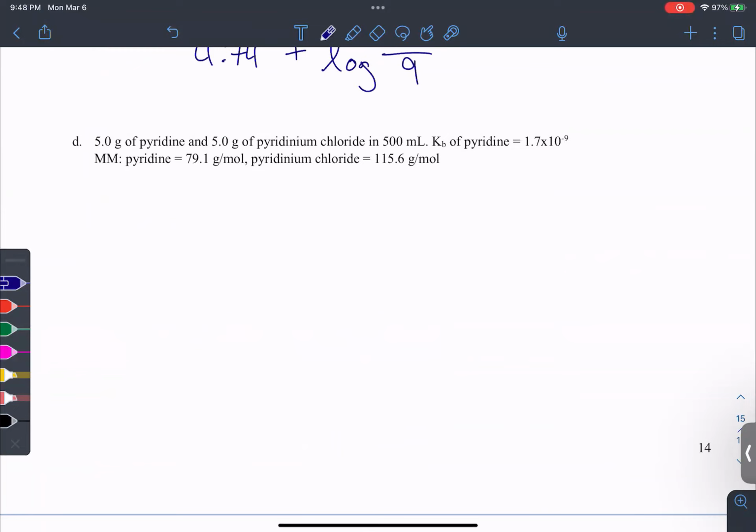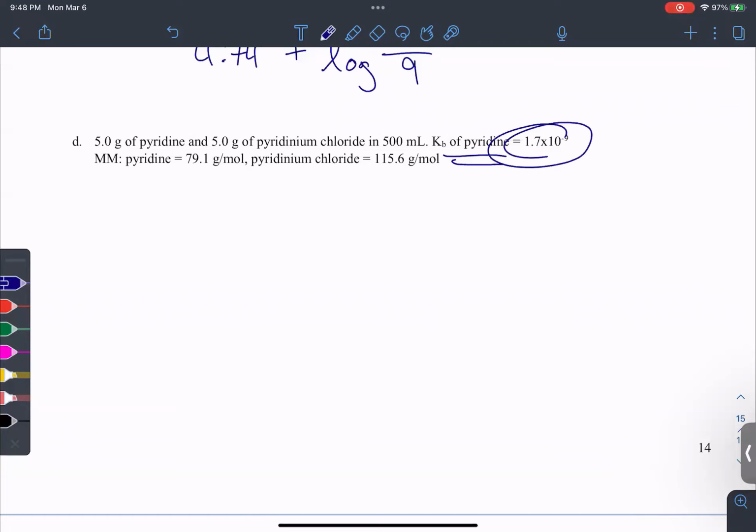The base and the conjugate acid. So this is a type 1. We just need to calculate mole amounts of each and plug it into the Henderson-Hasselbalch equation. But there's a problem here. I give you Kb. The Henderson-Hasselbalch equation we give you guys is Ka. Does that matter? Can I just take the negative log of that and shove it into the Henderson-Hasselbalch?